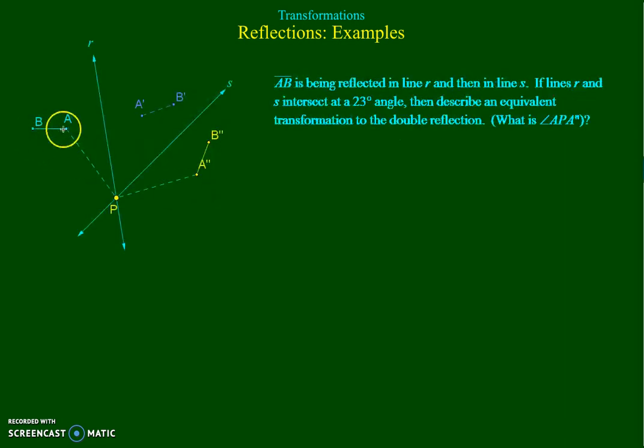In this problem, segment AB is being reflected across R and then across S. We're told that lines R and S intersect at an angle of 23 degrees. So this angle is 23 degrees. We want to find the equivalent rotation. So we know that a double reflection is equivalent to a rotation equal to twice the angle of rotation. So this angle has to be 46 degrees. So the answer to the question is that the equivalent transformation is a rotation about point P of 46 degrees.